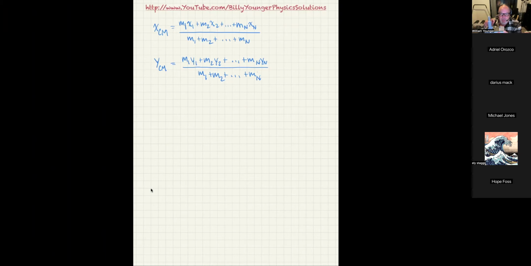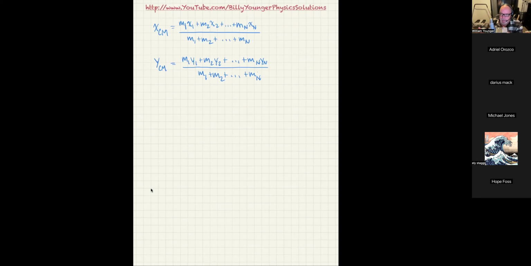But if you instead did m times x times g, the mg would represent the weight of this bottle, and that's a force acting straight down and perpendicular to the actual calculator. And the distance x would be a lever arm, which is perpendicular to the force, and that would be exactly equal to the torque. So mgx would be the torque.